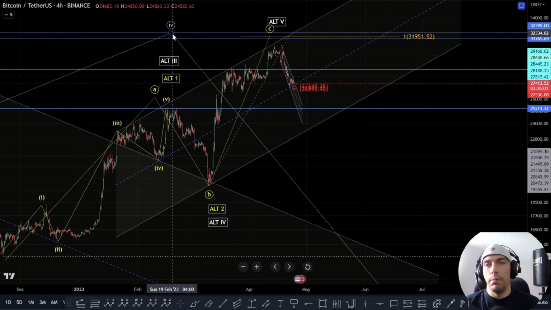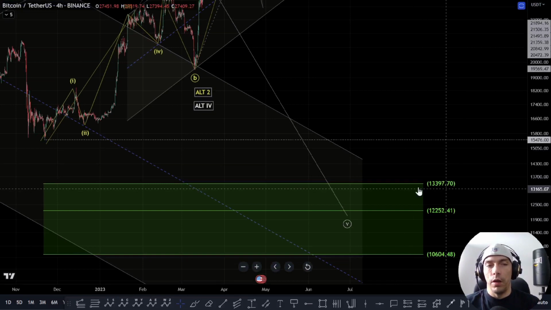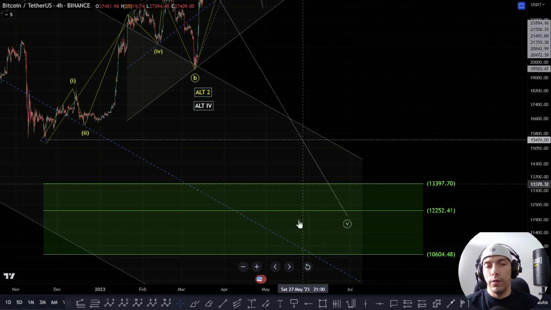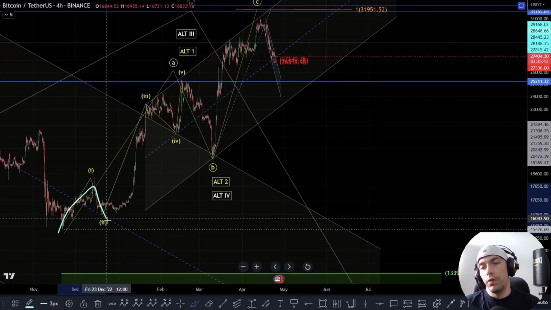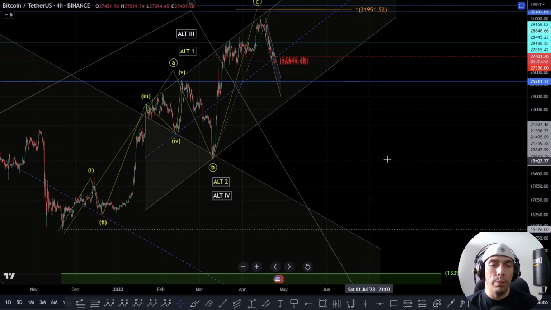And that could then mean that we could see lower lows come into play and actually look to potentially target out down lower here towards this 13,397 to this 10,604 area. So this is still viable. Need to be careful. The alternative way we can look at this is that this is 1, 2, 3, 4, and 5, and that's actually a 5-wave move completed.